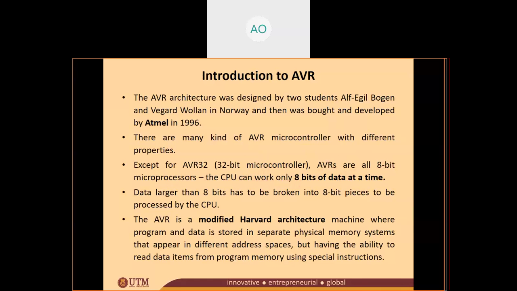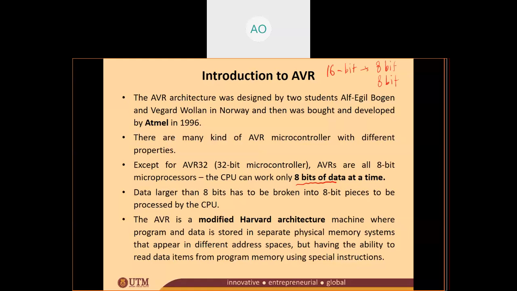This is the important thing that you need to highlight. You can send or read 8-bit data at one time. Data larger than 8 bits has to be broken into 8-bit pieces to be processed by the CPU. For example, if you have 16-bit data, you need to break it into 8-bit by 8-bit data.